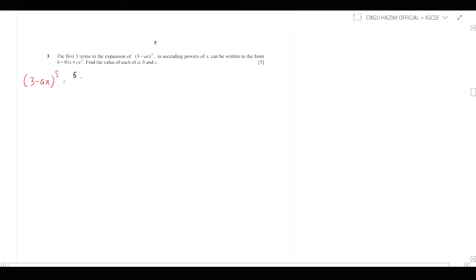First of all, 5C0 multiplied with 3 to the power of 5 and then negative ax to the power of 0, plus 5C1 times 3 to the power of 4, the power is reduced, and then negative ax to the power of 1, which is increased by 1. Continue again with 5C2 times 3 to the power of 3 and then negative ax to the power of 2. That's how we expand this, that's the formula.